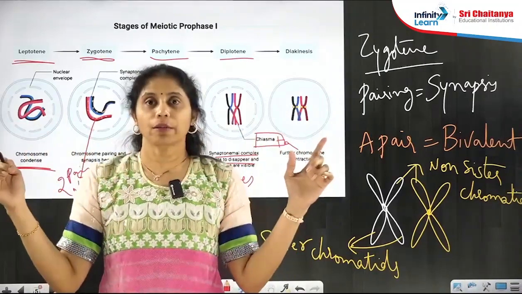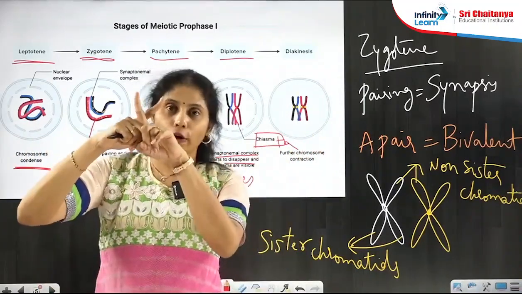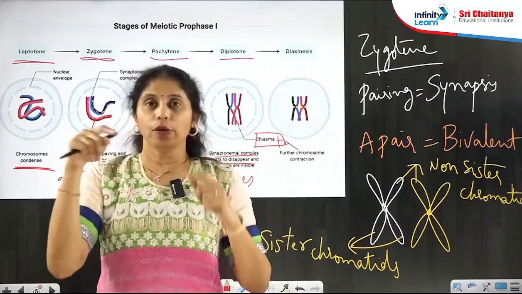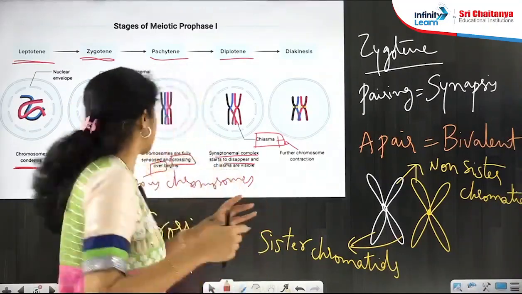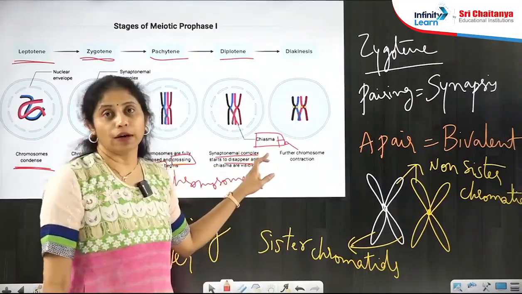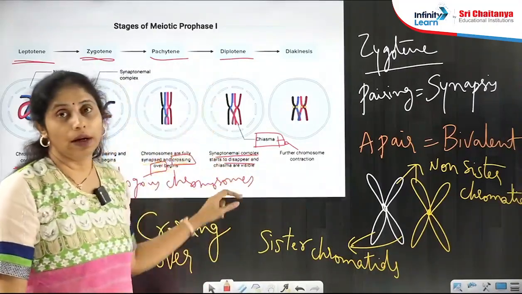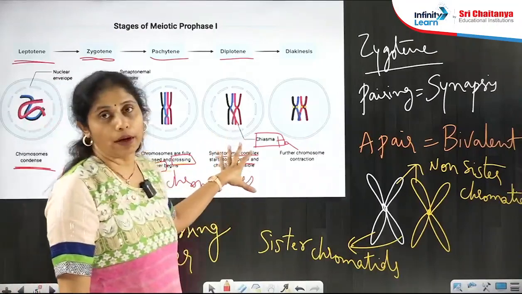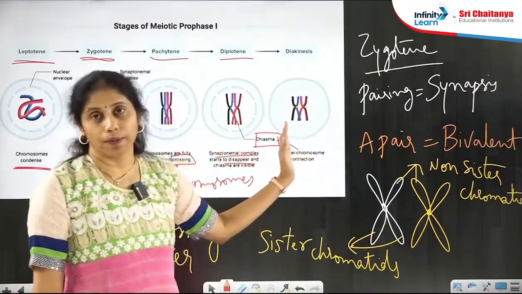When they are moving away from each other, already they are having a point of contact. That point of contact or crossing over, they will be looking like X-shaped structures and they are called chiasma or chiasmata. That chiasmata are visible in the diplotene stage. That will happen in the diplotene and condensation is proceeding.